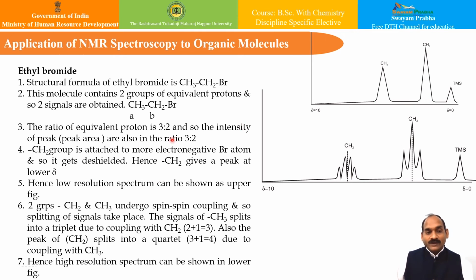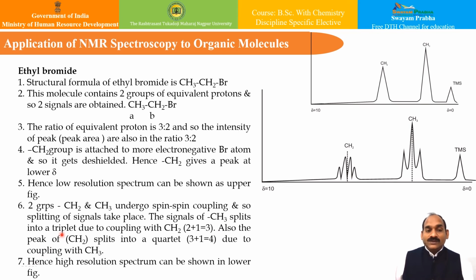higher delta, that is higher chemical shift, which can be seen over here. So it is shifted over here, and therefore the low resolution spectrum can be shown as this one. There are two peaks, and this is the peak for CH3, and this is the peak for CH2.